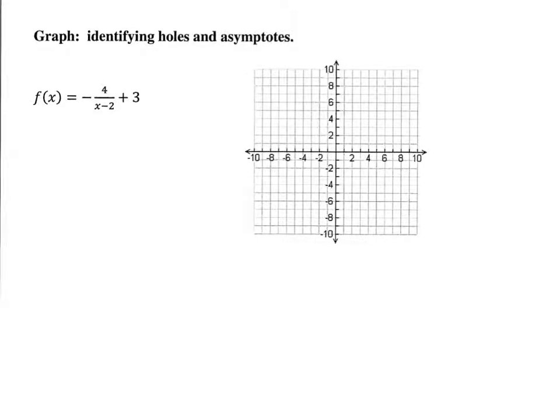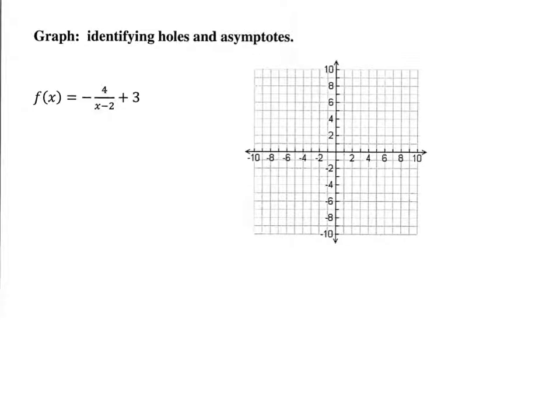New unit of study, we're looking at rational functions. We're graphing them this week. We need to graph f of x is negative (reflection) 4 (vertical stretch) over x minus 2 (vertical asymptote) plus 3 (horizontal asymptote). So f of x is equal to negative 4 over x minus 2 plus 3. Identify the holes and the asymptotes.